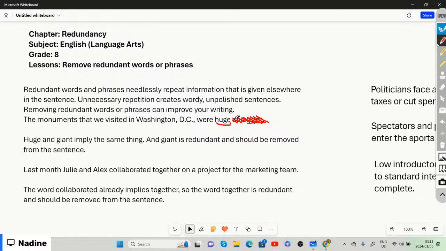So the words that we repeat don't have to be exactly the same all the time, but they are synonyms, right? Because synonyms are words that are similar in meaning. So it's a different word, but it either means the same or almost the same thing. Which means that the second word, a synonym of a specific word, which means the same thing as the other word, we call redundant, right? And that redundant word should be removed from the sentence.